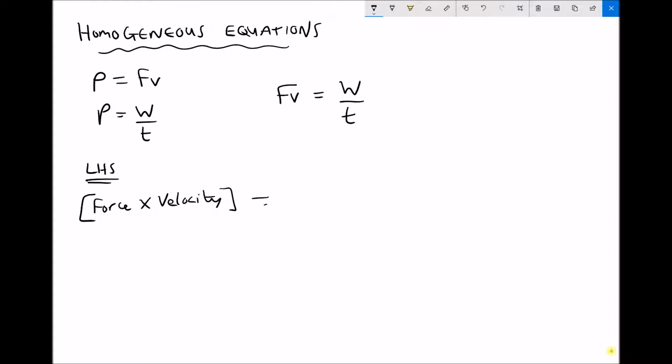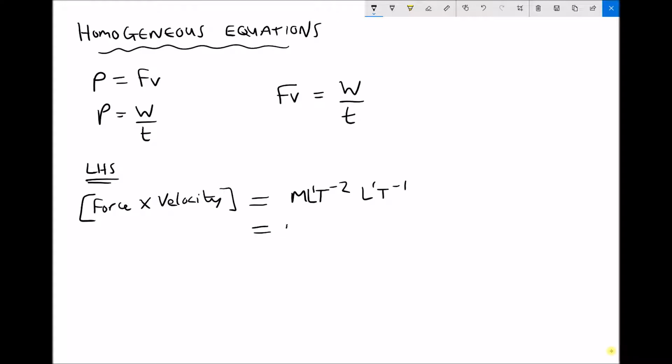Now, I'm not going to go through the process of deriving the dimensions for each of these again, because I showed you how to do that in the previous video. But what we do know is that the dimensions of force is m l t to the minus 2, and that's derived from mass times acceleration. And we know that the dimensions of velocity is l t to the minus 1. If you find it easier, we can say that the first l is l to the power 1, and the second l is also l to the power 1, like so.